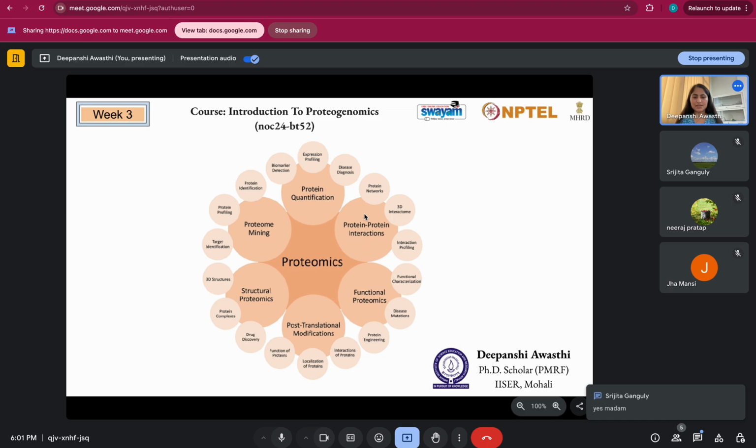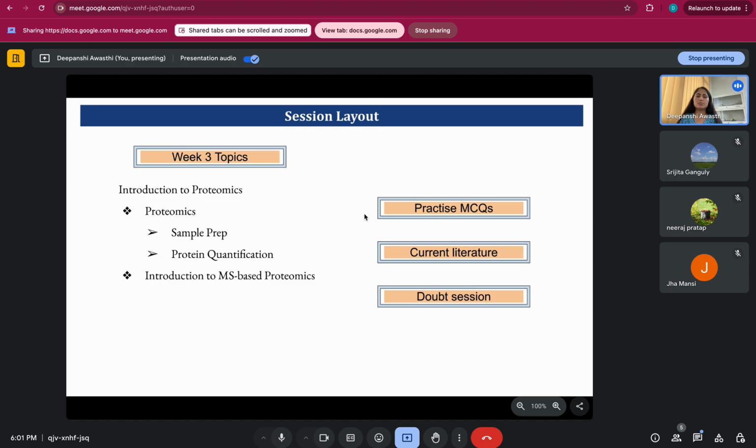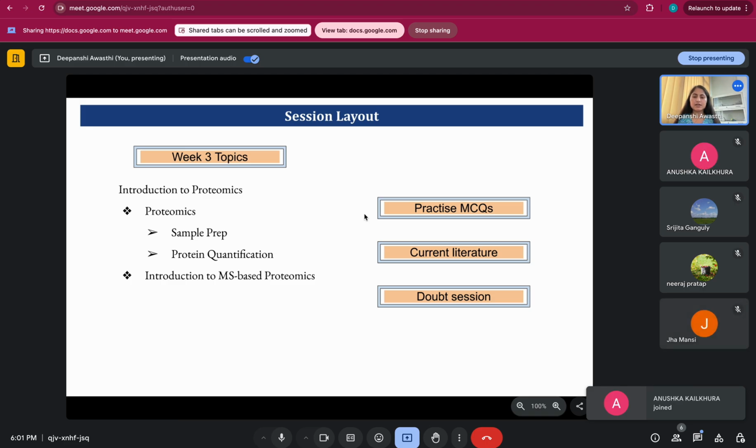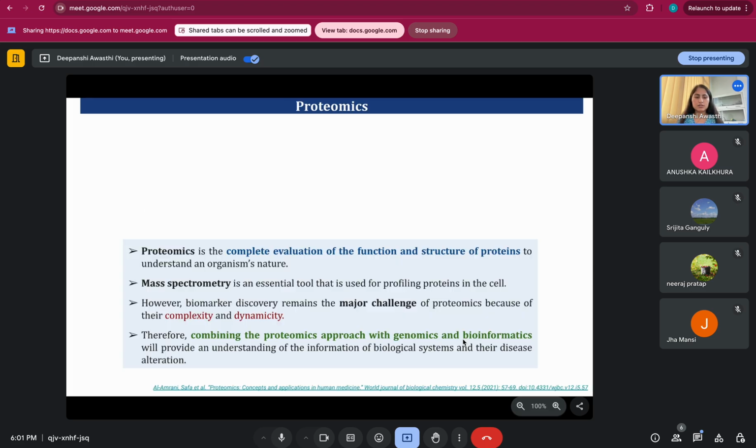Yeah, so this is your third week, and today we'll be talking about all the week 3 topics in which you have looked into proteomics and how the samples are prepared, and about protein quantification, and mostly the methods are related to mass spec and how different techniques are opted, and then how mass spectrometry is performed and what are different things. So along with this, we'll also practice few MCQs. We'll talk about the current literature, and I'll take your doubts if you have any regarding the assignment or any other doubts. So let's start.